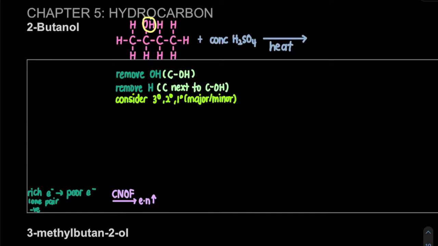Next, we remove the hydrogen, but the removal of hydrogen can't be from the same carbon. It cannot be this hydrogen. We're going to remove the hydrogen from the carbon next to the C-OH. So it's either from your right hand side or your left hand side. But then we have to consider the classification of the carbon or the hydrogen itself to determine the major and minor product.